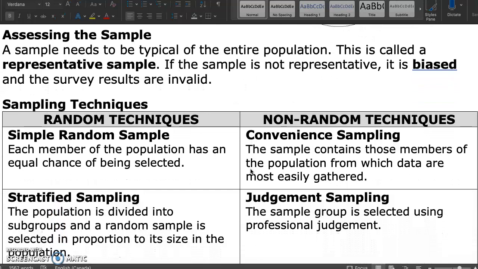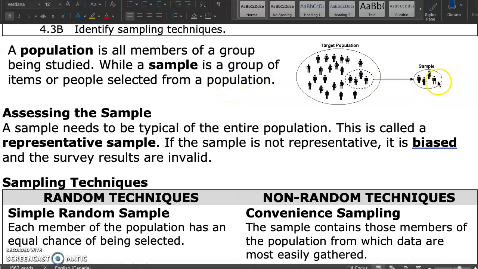Assessing the sample needs to be typical of the entire population. This is called a representative sample. If the sample is not representative, it is biased and the survey results are invalid. In other words, the sample should be reflective of the attributes and characteristics of people in the population. For example, if we took a sample of this population and it had only males, it might not be an accurate reflection of what the total group thinks or feels.